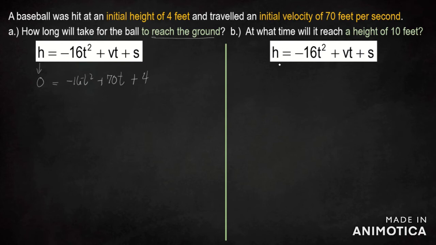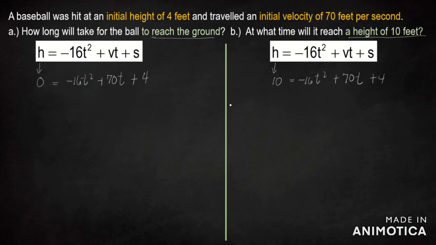How about the second problem? At what time will it reach a height of 10 feet? So here, h will be replaced with 10. We have negative 16t squared plus 70t plus 4. Notice that we have the same entries on the right side, except for the left side.